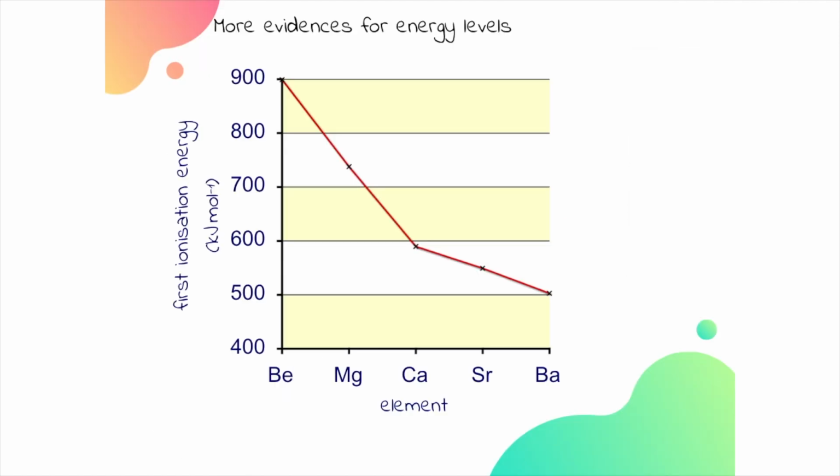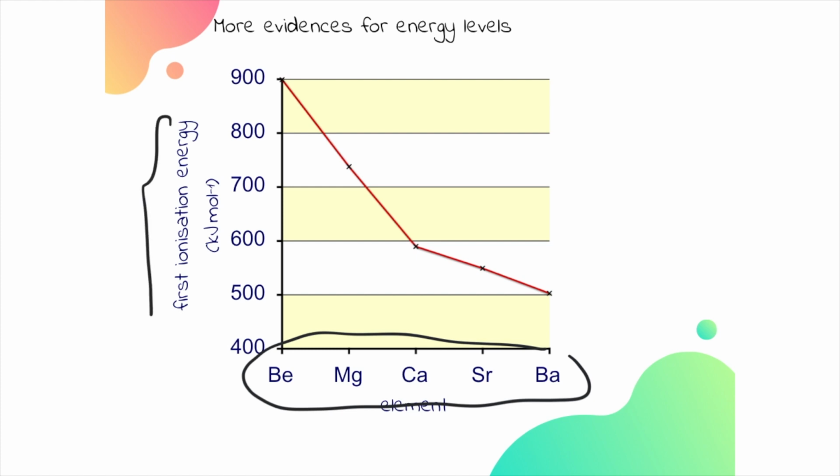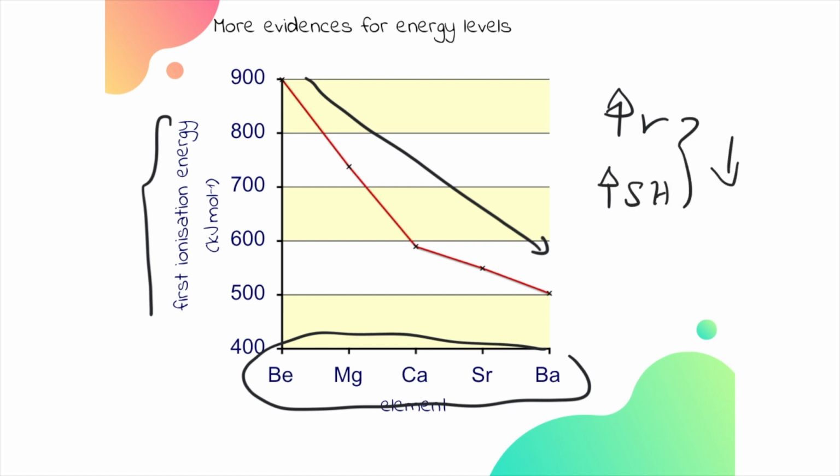So I got a graph here of ionization energy for elements in the same group. All of these elements here belong to group number 2. As you can see here, the first ionization energy decreases steadily as you go down the second group of the periodic table for the same reason. There's more radius, there's more shielding, all right? And that results in lower ionization energy as you go down any group in the periodic table.